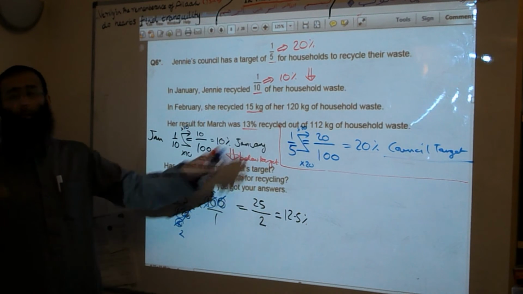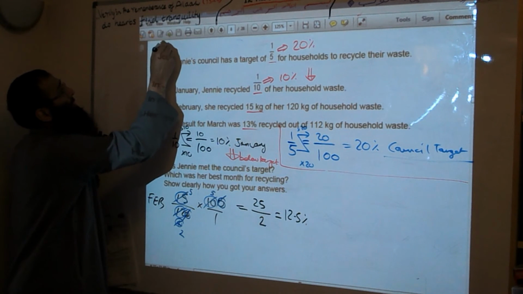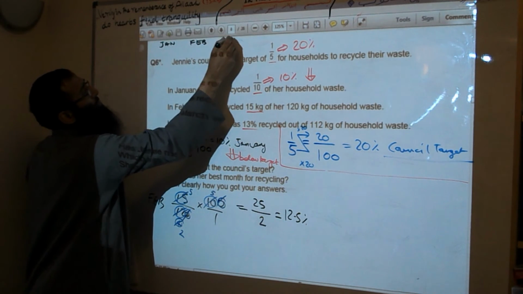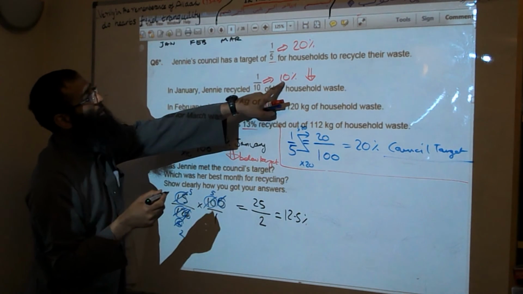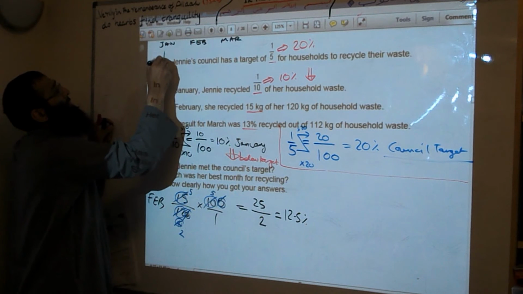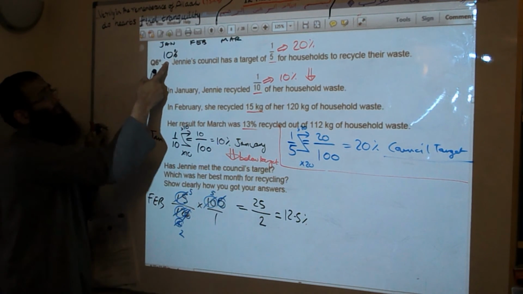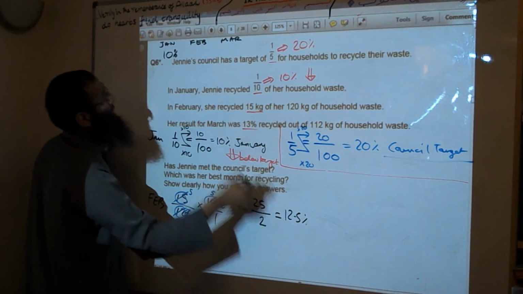So now we've got all 3 months. Let's quickly write them down at the top of the summary: January, February, and March. What was the percentage for January? How much did you recycle in January? 10%. And in February, how much did you do? February, 12.5.